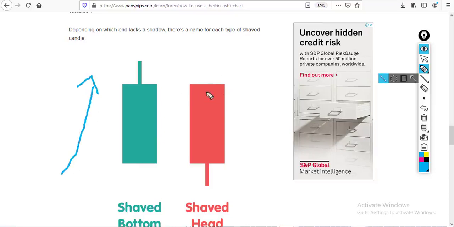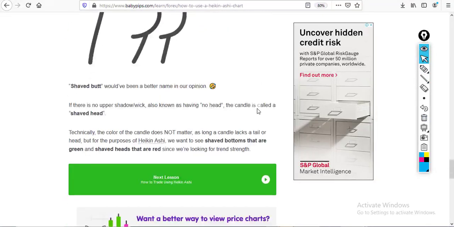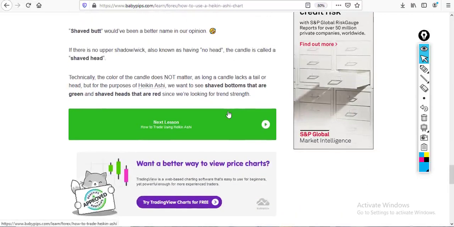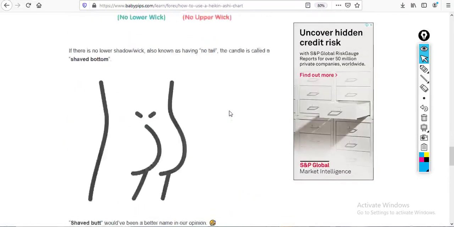And now for this candle here that has a wick to the bottom and no wick to the top, this one is called a shift head. This one is signaling a strong trend to the downside. So if you find a shift head or a shift bottom, know what trend direction you're running. It's quite simple. So that's all for the Heikin Ashi, how to use it to identify trend.